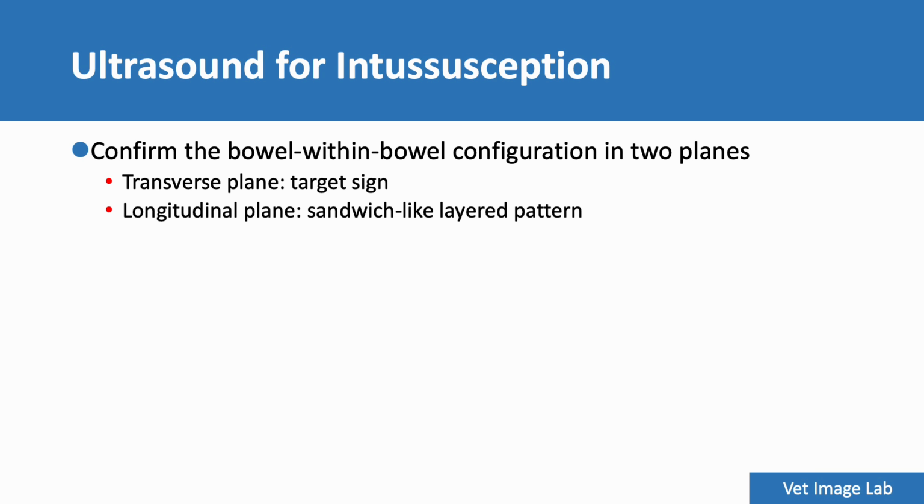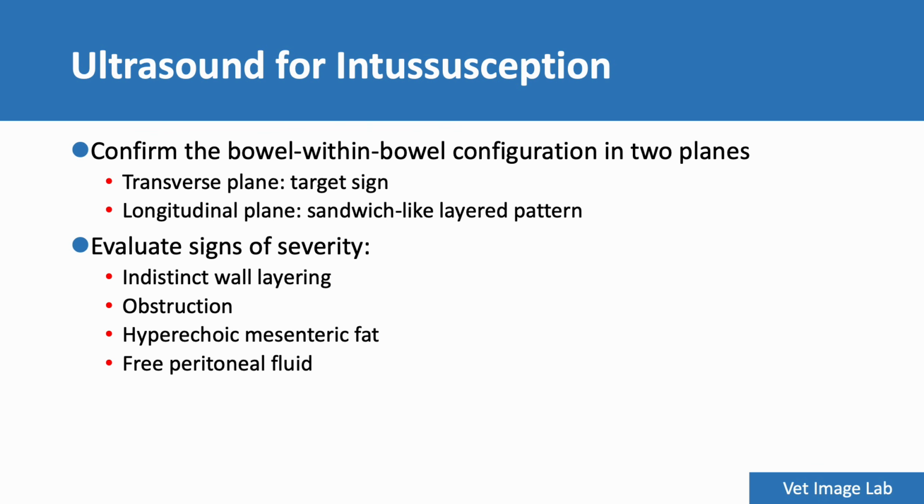But diagnosis should not stop at recognizing the pattern. We should also evaluate the bowel wall layering, the overall diameter of the intussuscepted segment, and whether the lesion is causing intestinal obstruction. Findings such as hyperechoic mesenteric fat, free peritoneal fluid, indistinct wall layering, and proximal bowel dilation may suggest a more clinically significant or severe lesion.